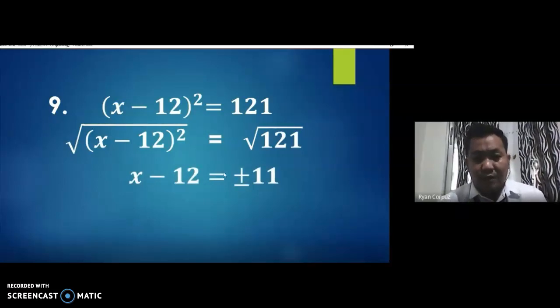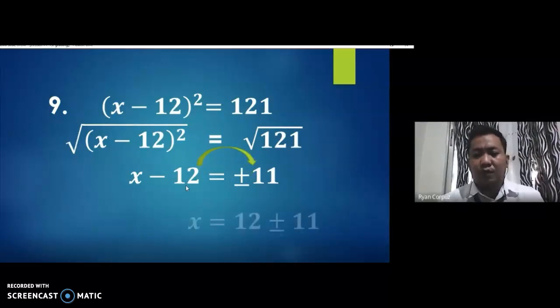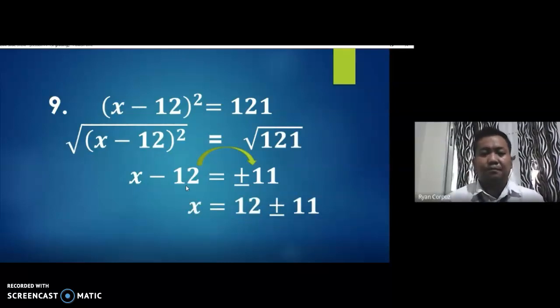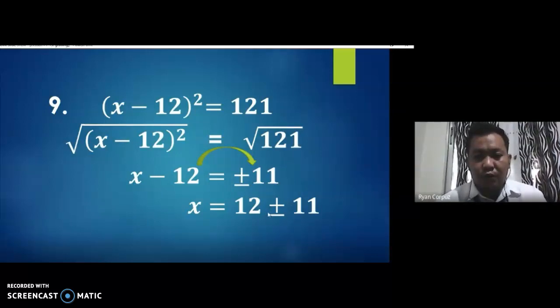But looking at the left side, it still has negative 12 here, a constant term. Positive and negative 11 is also a constant term. So we have to combine the two to come up with the final answer. So we have to move negative 12 to the right side of the equation, so that will become x is equal to 12 plus or minus 11. Then this plus or minus, we are going to form two equations separating this plus or minus.